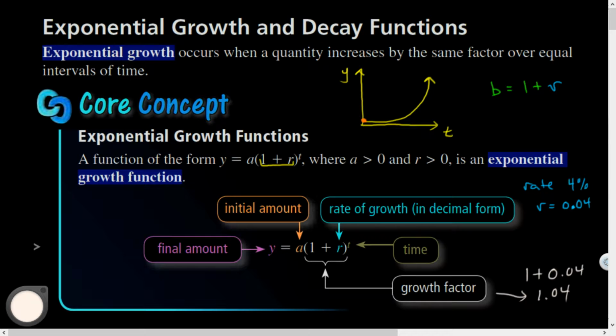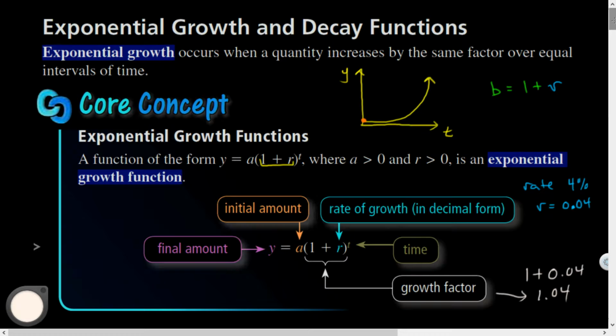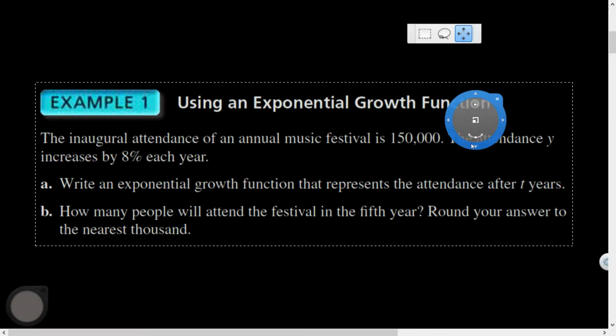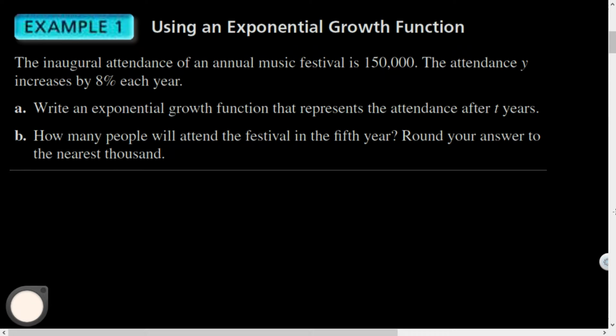So let's put these to work, friends. I've got an example here. How convenient. I just happen to be teaching about this, and an example is just ready for us to look at. Let's look at example 1, using an exponential growth function. The inaugural attendance of an annual music festival is 150,000. I'm assuming that's measuring people. The attendance y increases by 8% each year. Write an exponential function that represents the attendance after t years.